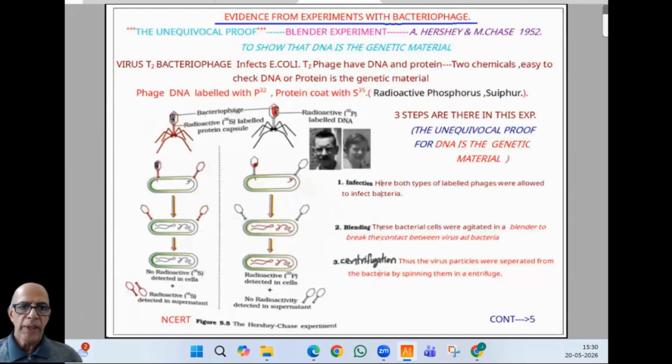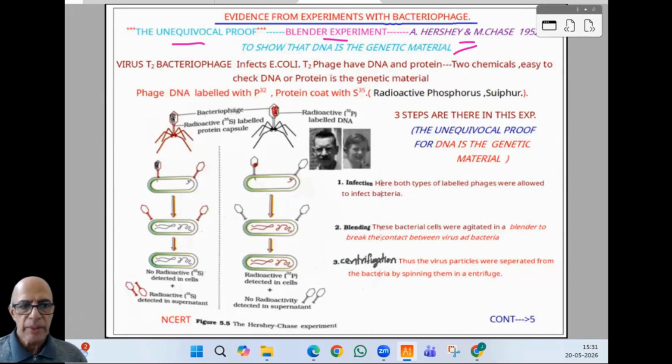It's an important one: evidence from experiments with the bacteriophage. This experiment is otherwise called the unequivocal proof. Otherwise called the blender experiment. Blender means mixing. Done by Alfred Hershey and Martha Chase in 1952. The aim is to show that DNA is the genetic material.